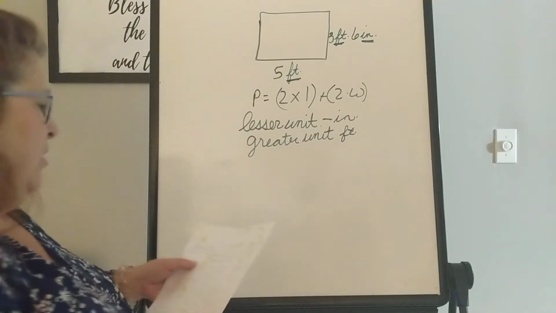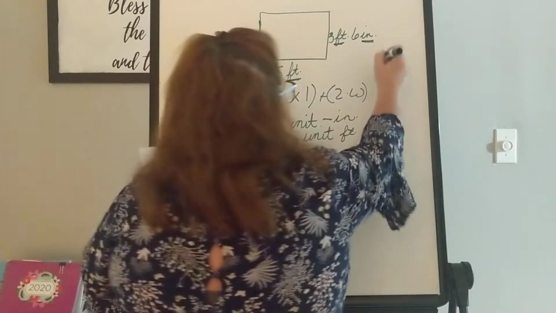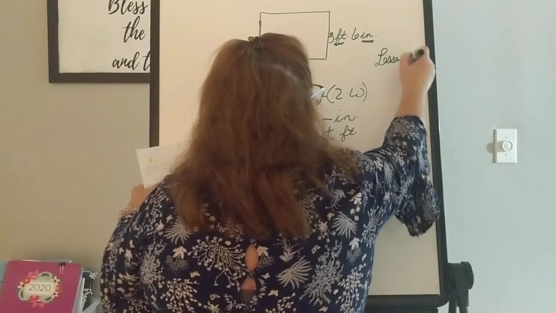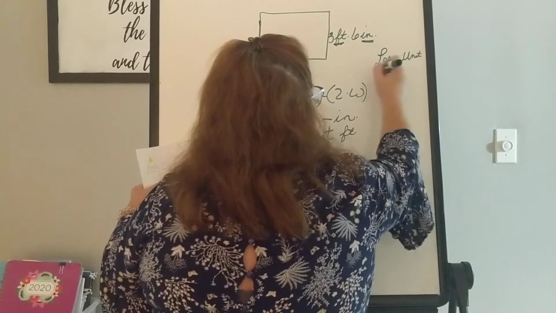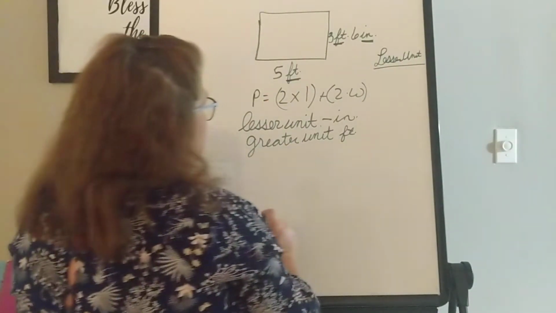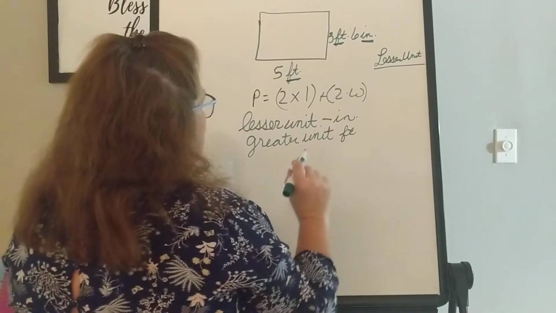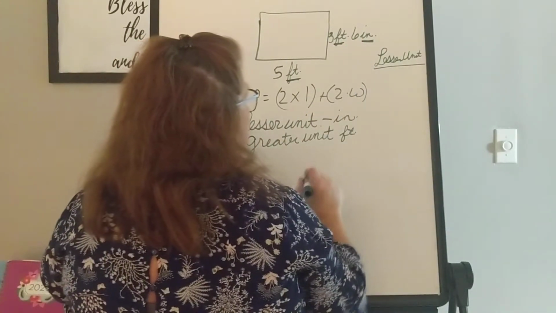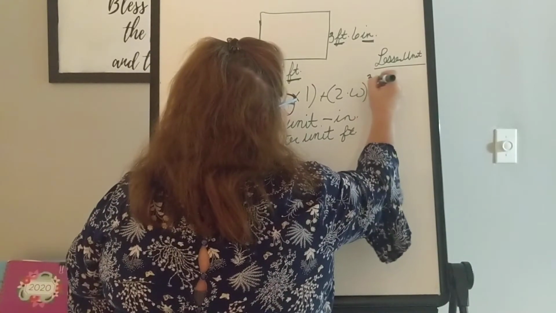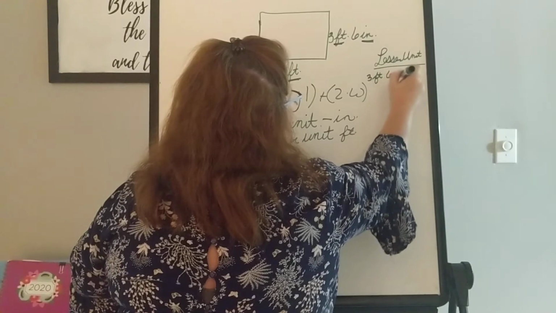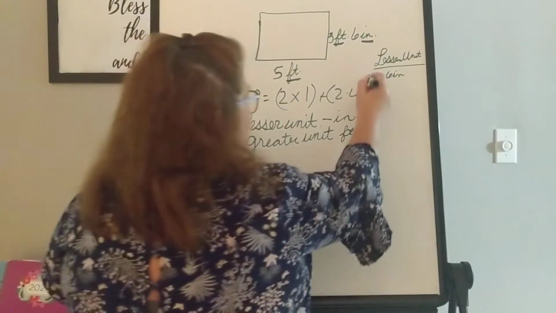So, if we were finding our lesser unit, I'm going to do that over here on the right side, and I'm going to write lesser unit. So my lesser unit is inches. So that means my 3 feet 6 inches is going to have to be converted to all inches. So I'm going to go to my feet.